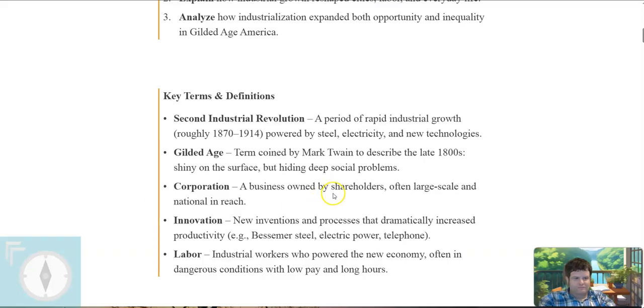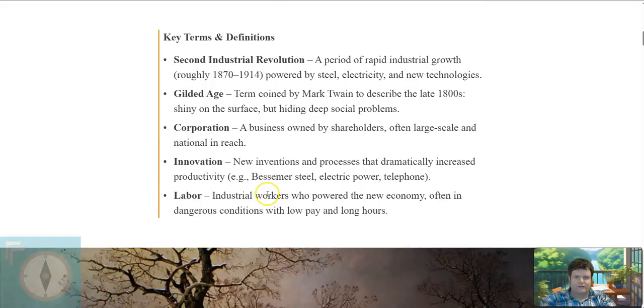But we'll talk more about them in the future of this lecture series.